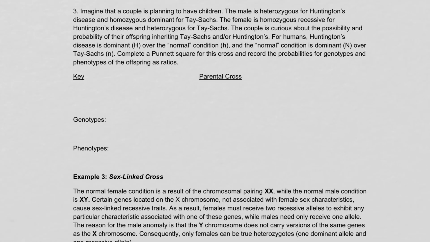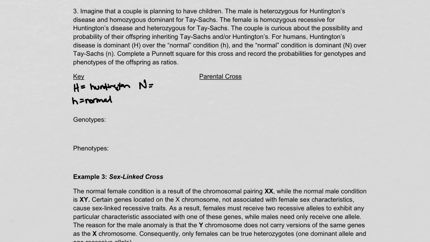All right, and I think this is the last of the dihybrid. It says, imagine a couple is planning to have children. The male is heterozygous for Huntington's disease and homozygous dominant for Tay-Sachs. So we already know that Huntington's is dominant. The couple is curious about the possibility and probability of their offspring inheriting Tay-Sachs and or Huntington's. For humans, Huntington's disease is dominant, and the normal condition is dominant in Tay-Sachs.